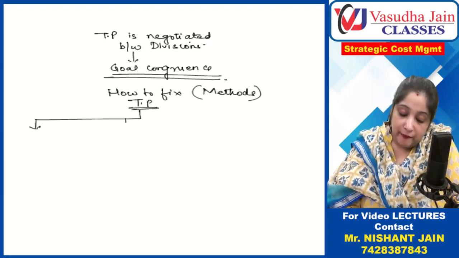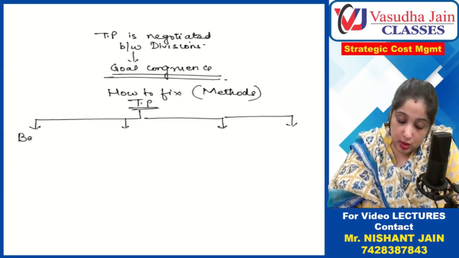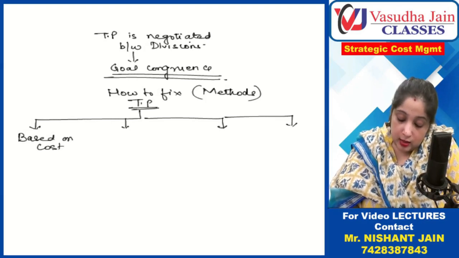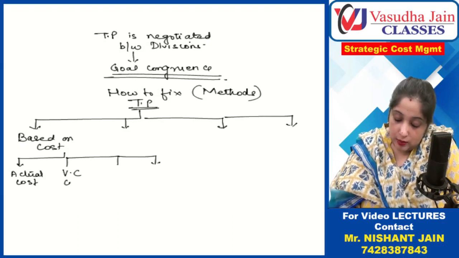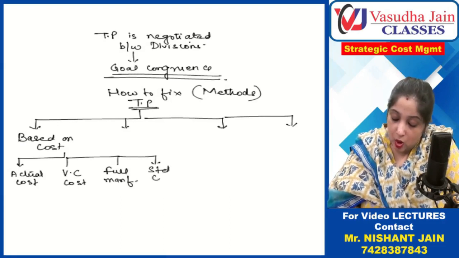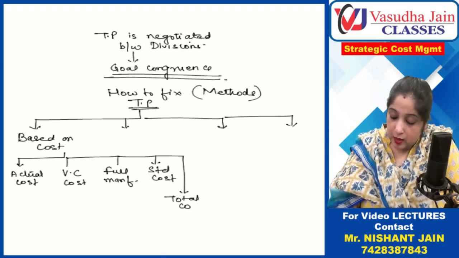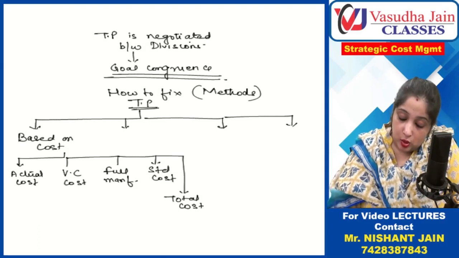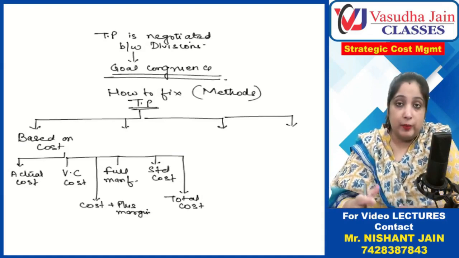There are predominantly 4 categories you can classify into. Transfer price can be based on cost. In this also there will be further categories: actual cost, variable cost, full manufacturing cost, standard cost, total cost. Or it can be based on cost plus some margin. This is how you can fix up the transfer price.